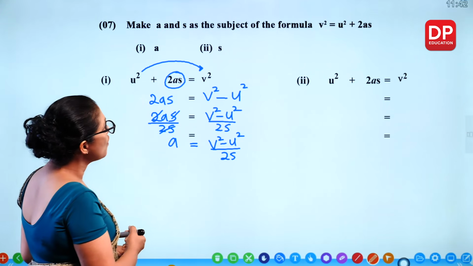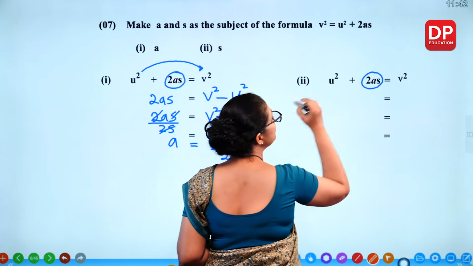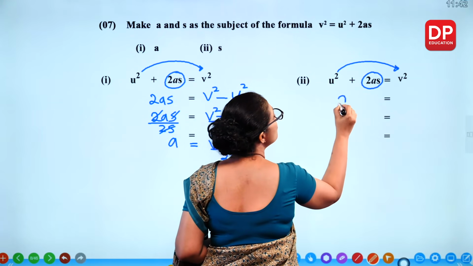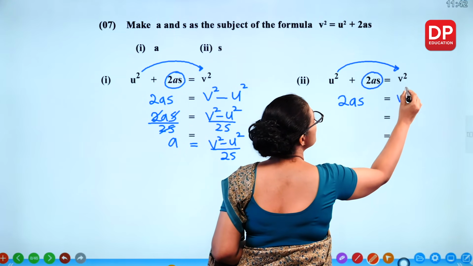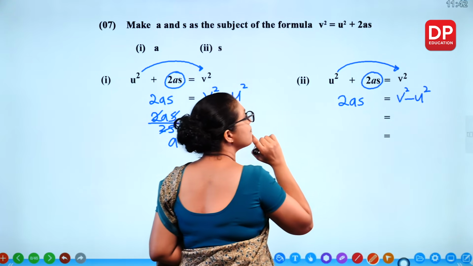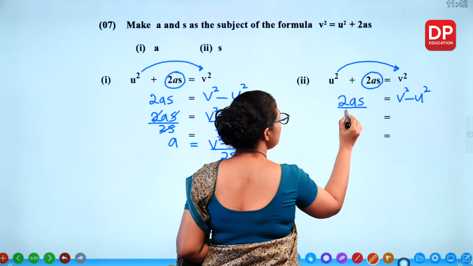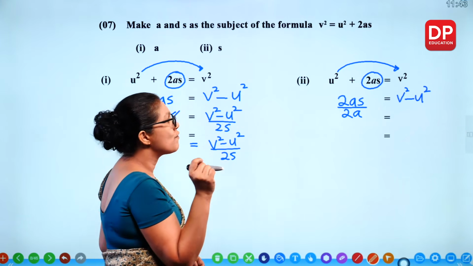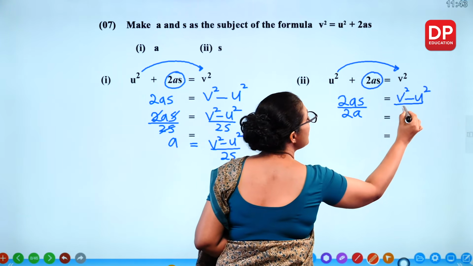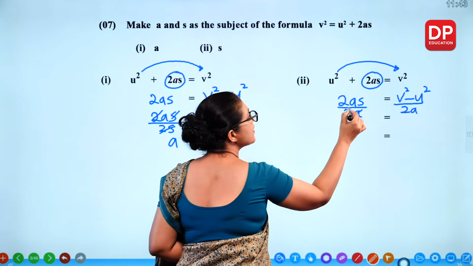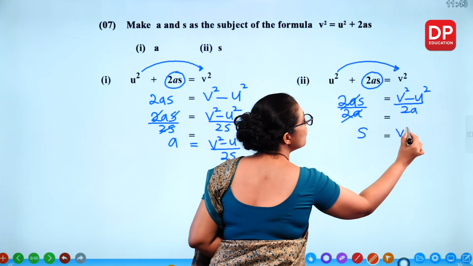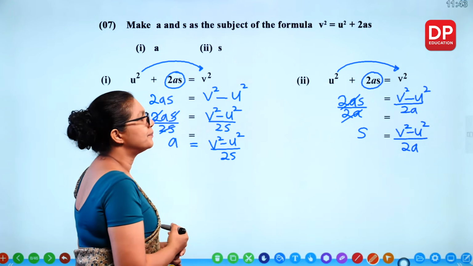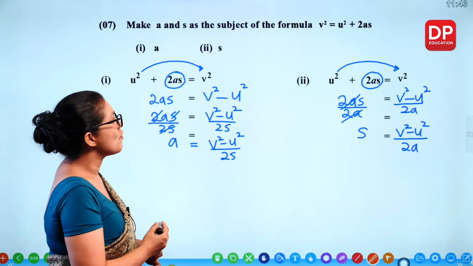Now S as the subject of the formula. You have to keep this one. So what you have to do? This one you are taking to the other side. So 2AS is equal to V squared minus U squared. Now divide both sides by 2A, because you want S as the subject of the formula. So when you divide by 2A, what you get? S equals V squared minus U squared over 2A. Now S is the subject of the formula.